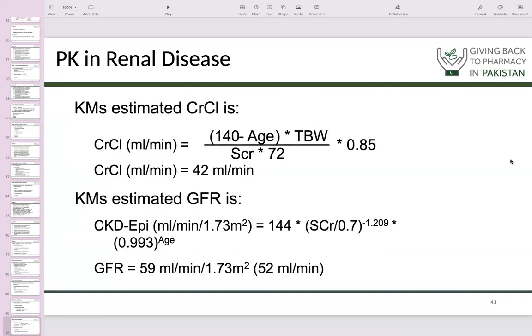So for renal disease estimation, these are some formulas which you can find easily on the internet, or I'm sure you guys know this, no need to waste time on this.